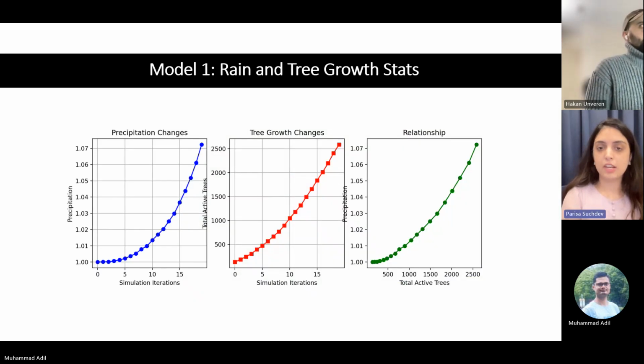So this is a relationship between rain and tree. It's just the opposite. When the trees increase, the rain is also supposed to increase. Not always true, but this is again the rudimentary approach. Next slide.